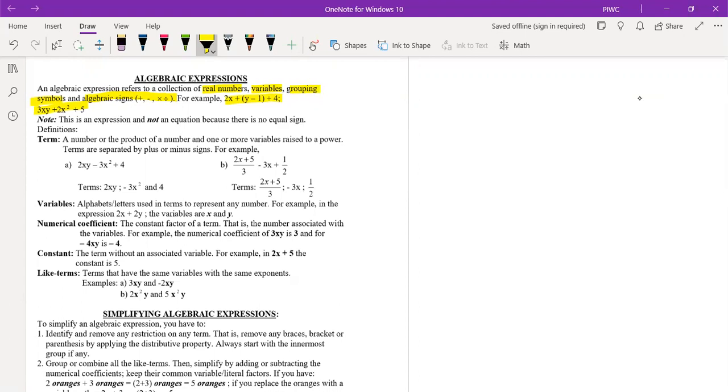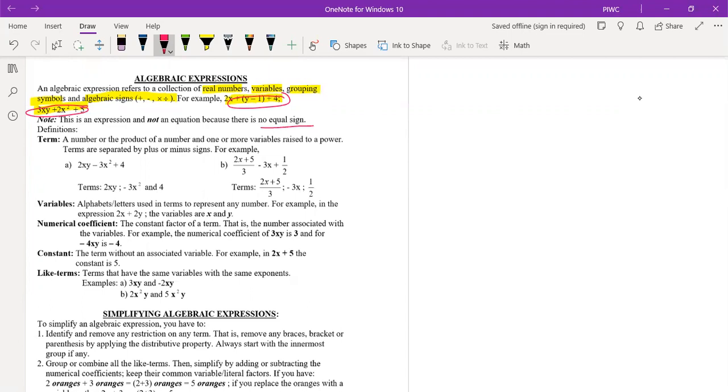Now, note, what we have here are just expressions. They are not equations because there's no equal sign. So they are just expressions, right? Once you have an equal sign, it becomes an equation. So let's define a few terms here.